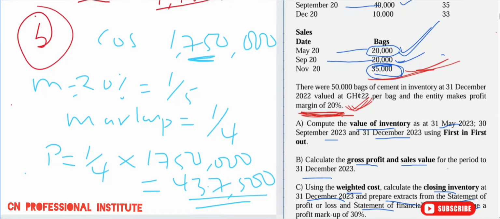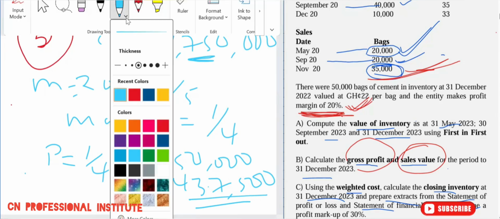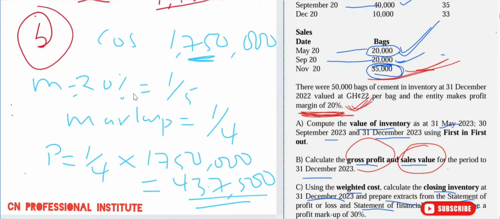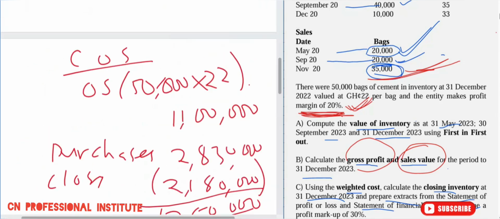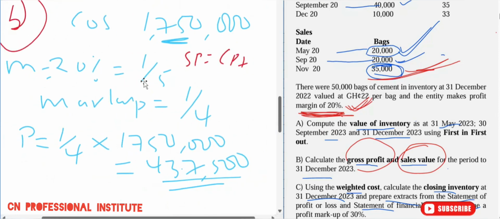So the question is to compute the gross profit and the sales value. We've gotten the gross profit. So how do you get the sales value? How do you get selling price? If you remember, that's our class 1 formula. Selling price is equal to cost price plus profit. Selling price is equal to what? Cost price plus profit.